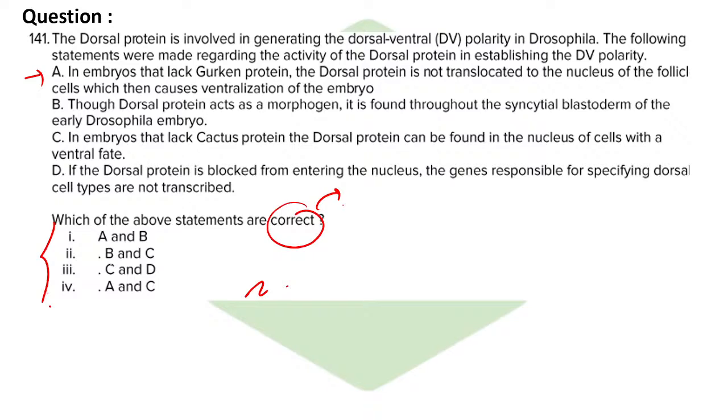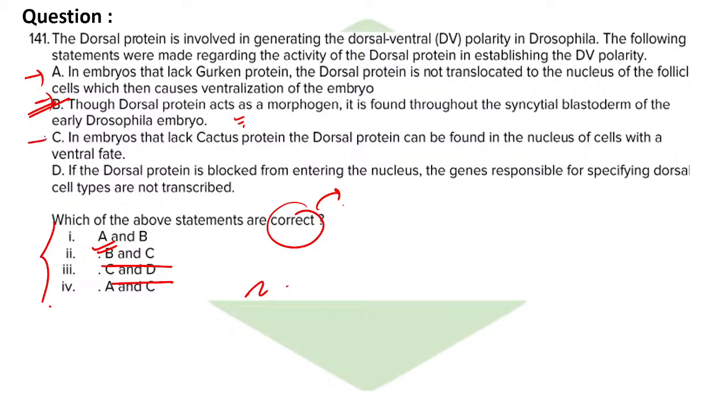Right. So answer for this is option number second. Second option is saying that though the dorsal acts as a morphogen, it is found throughout the syncytial blastoderm in the early embryo. This is a correct statement because depending upon where it is going to enter in the nucleus, the dorsalization and the ventralization will be there. So B option is correct. If B gets correct, I can eliminate third and fourth one.